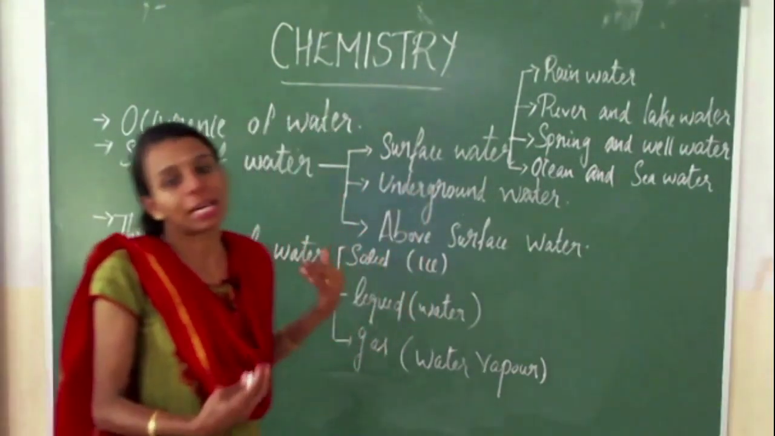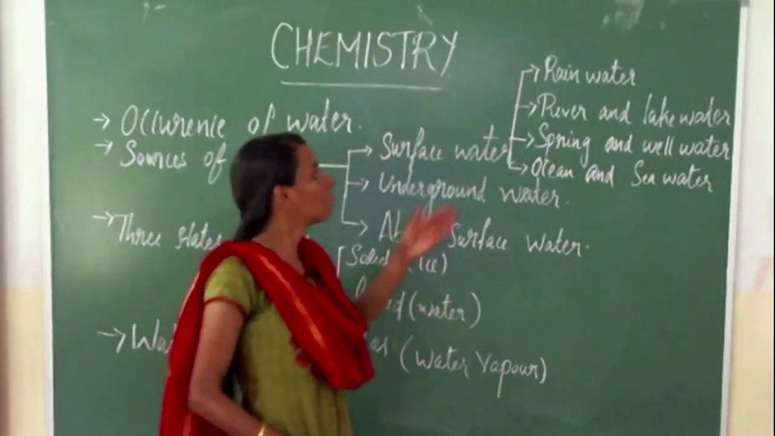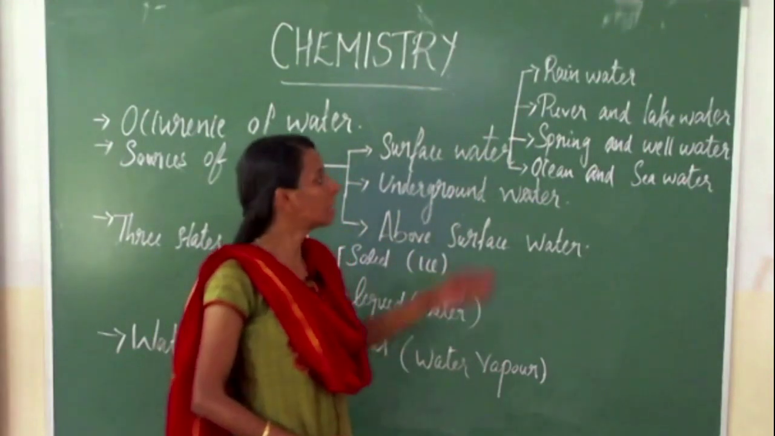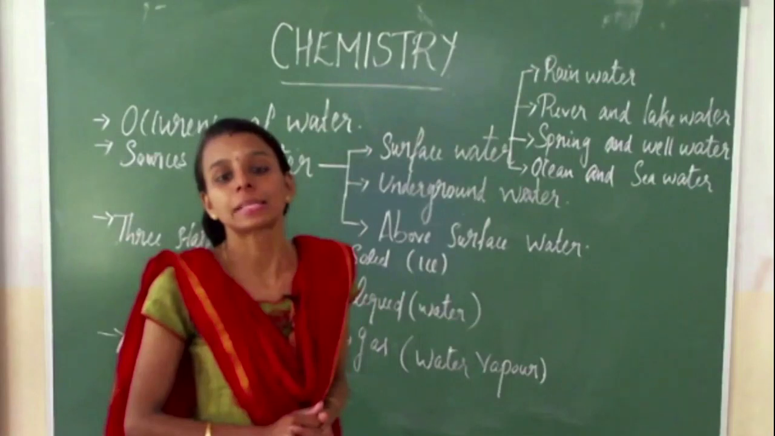And again we classify: rainwater, river and lake water, spring and well water, and ocean and sea water. These are the main occurrences of water.